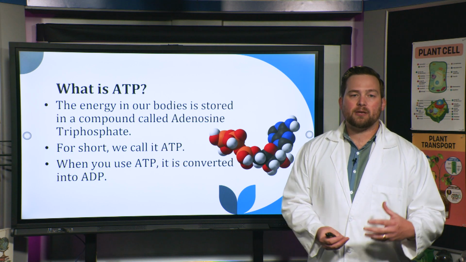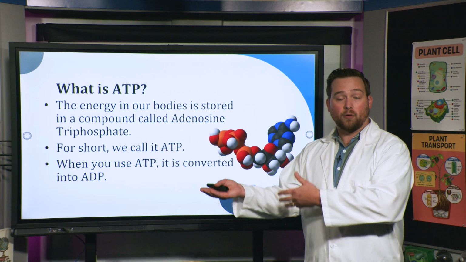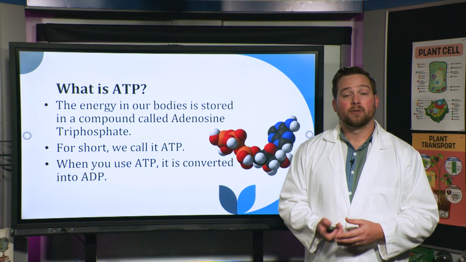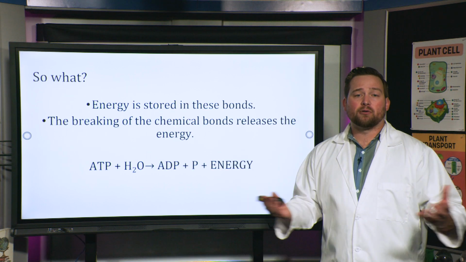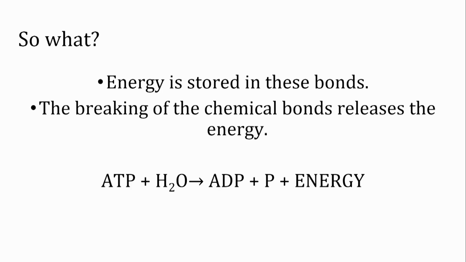So what is ATP? Well, remember that ATP is the compound our bodies store energy in. It's called ATP, or adenosine triphosphate. When you use ATP, it is converted into ADP. So remember the T in ATP stands for triphosphate. When we break off one of those phosphates and we only have two, it's called adenosine diphosphate, and now it only has two phosphates in it. Diphosphate. So what does that really mean? Well, I kind of told y'all this just a second ago. Remember that the energy is stored in between these bonds. Breaking the chemical bonds releases energy.